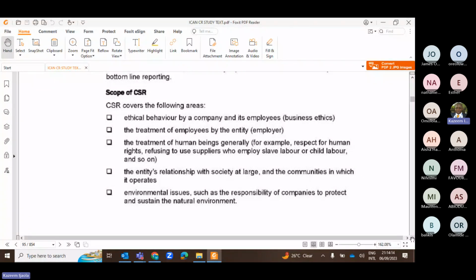So there are various ways that you can contribute to CSR other than giving out cash. I can ask you this type of question: list out the scope of CSR. So don't just think CSR is about giving out money. There are many forms of CSR, and this is a very likely question. The first way of doing CSR is ethical behavior by a company and its employees.